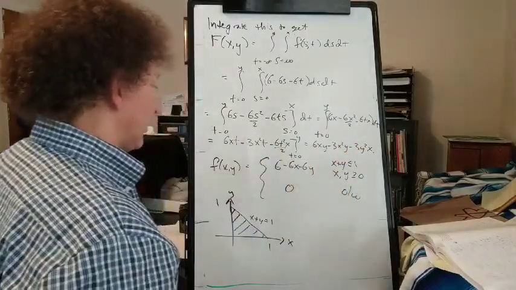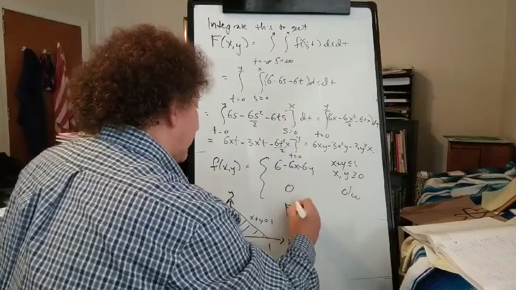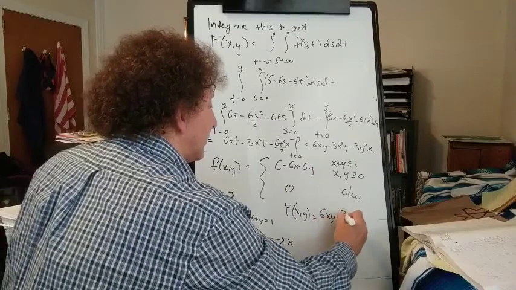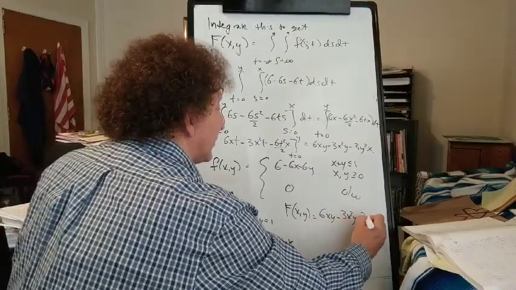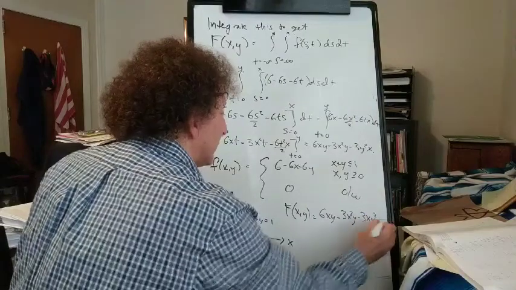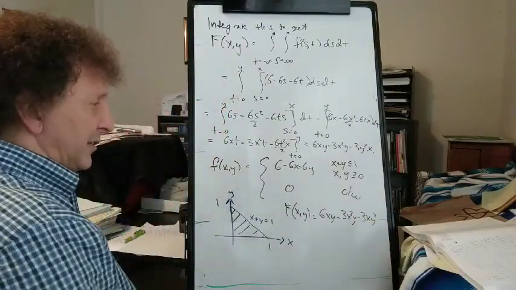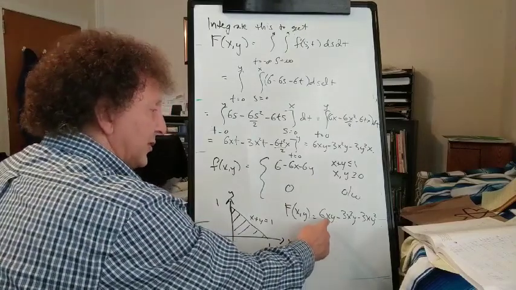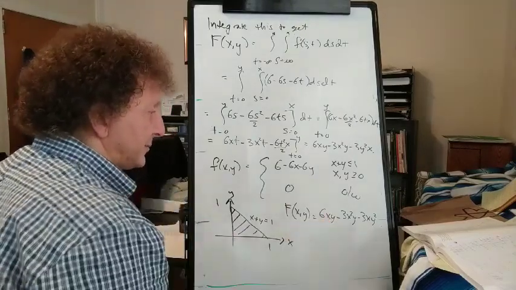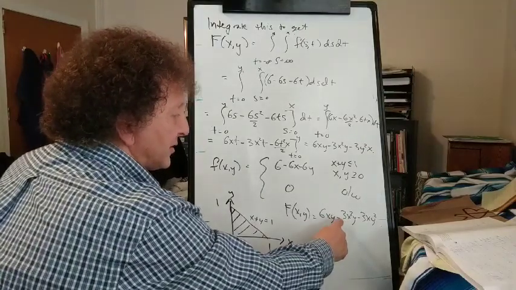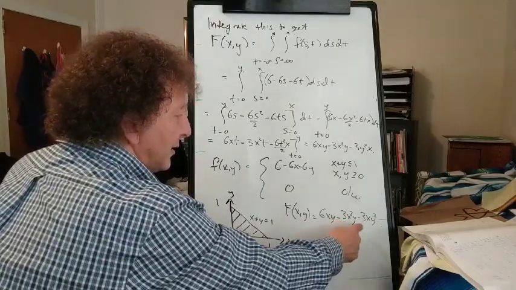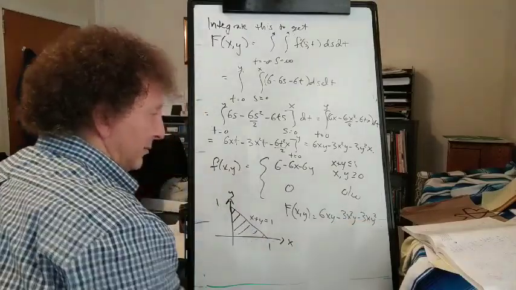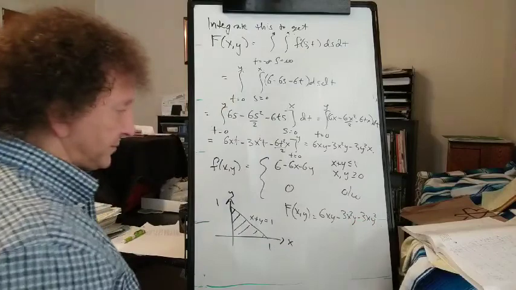So this is the cumulative density function. Capital F of x, y equals 6xy minus 3x squared y minus 3xy squared. So we can see that this doesn't change if we swap x and y. 6xy is the same as 6yx. And if we change this to minus 3y squared x and this to minus 3yx squared, that's exactly what we have. We're just swapping these two monomials.